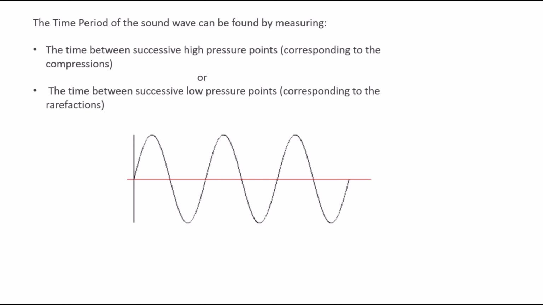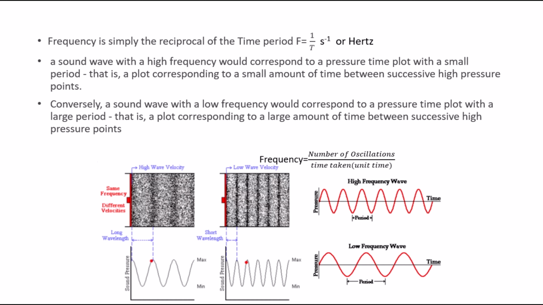Now let's check the time period for sound wave. The time period of the sound wave can be found by measuring the time between successive high pressure points or compressions, which are over here, or the time between successive low pressure points or rarefactions, which are over here. So the time period is between successive high pressure points like this, or between successive low pressure points like this.